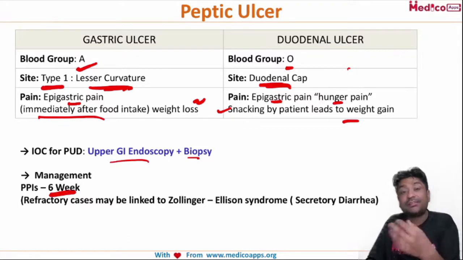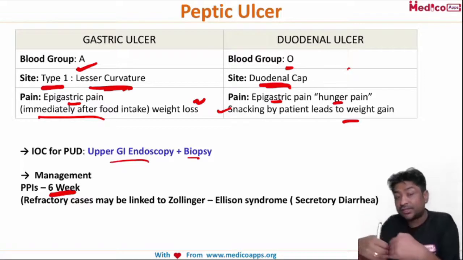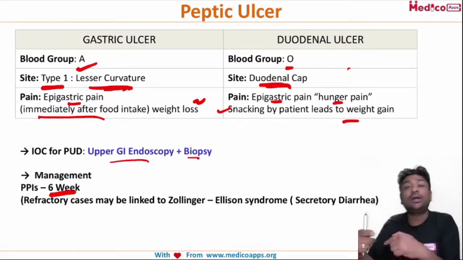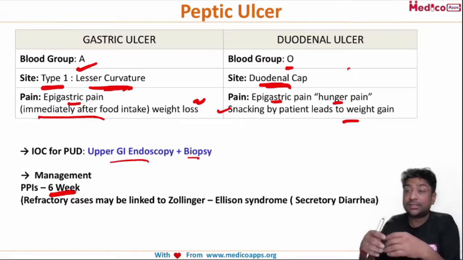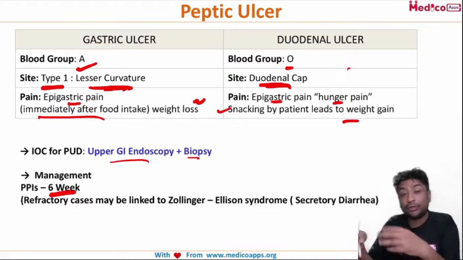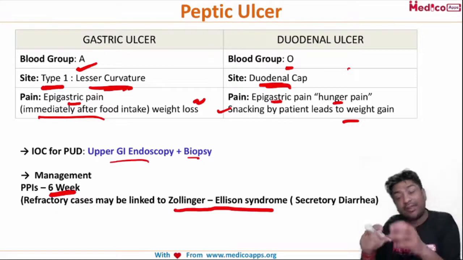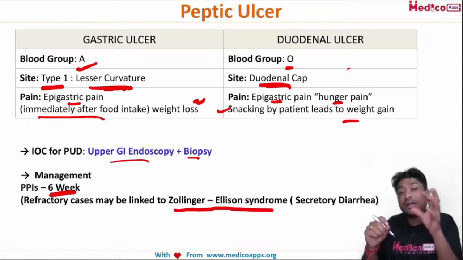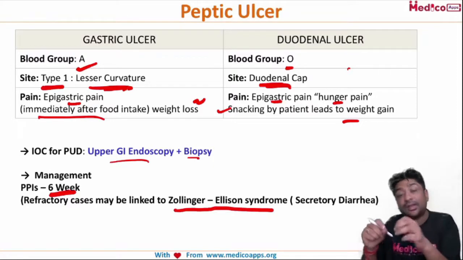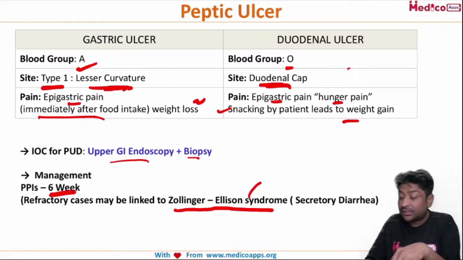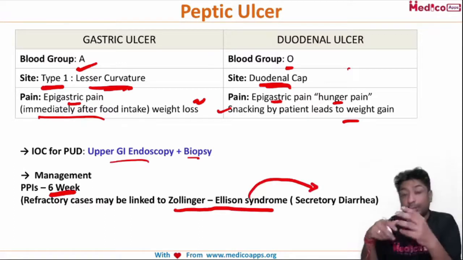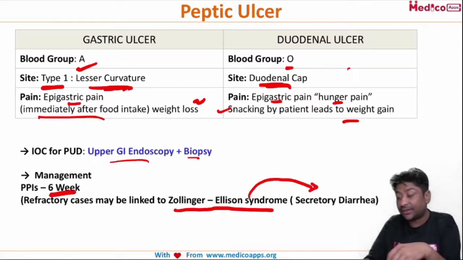Remember, if there is a refractory case, where you have given a 6 week treatment but still it is not responding, or the ulcers are recurring, or there are multiple ulcers, or ulcers beyond the second part of the duodenum, all these should prompt you to think in terms of Zollinger-Ellison syndrome. A very characteristic difference between simple peptic ulcer disease and Zollinger-Ellison syndrome is that Zollinger-Ellison syndrome will have secretory diarrhea. Because of the increased gastrin production, they will have secretory diarrhea.